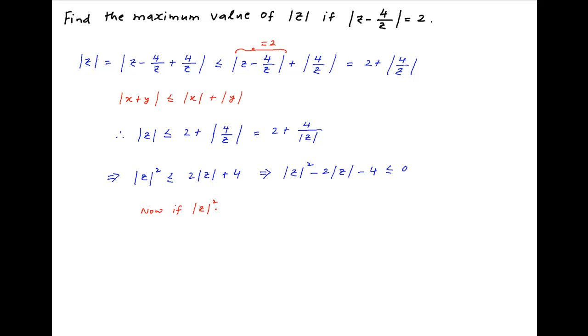Now the roots of the quadratic equation, absolute value of z square minus 2 times absolute value of z minus 4 equal to 0, are given by 2 plus minus square root of 4 plus 16 divided by 2, which is equal to 2 plus minus 2 times root 5 divided by 2. 2 cancels across the numerator and the denominator, and therefore the roots of this quadratic equation are 1 plus minus root 5.